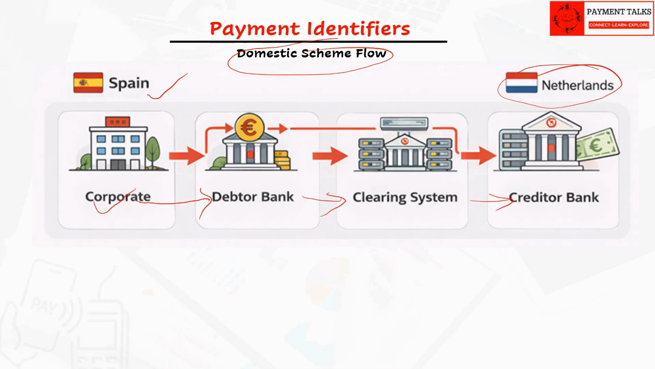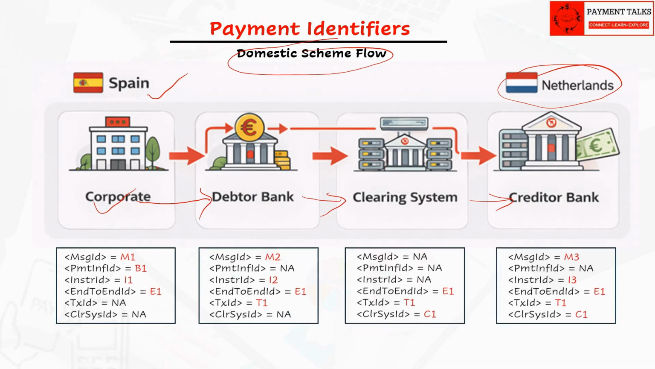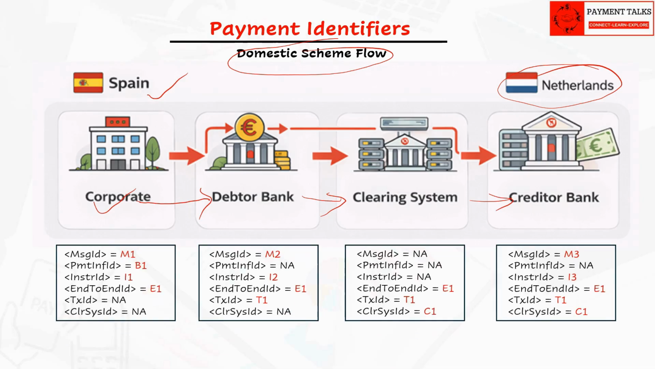Now let us understand what happens to each ID. Message ID is created fresh at each hop. The clearing system does not create a new message ID as it is infrastructure, not a bank. Payment info ID is batch relevant at the corporate level only. It does not flow beyond the debtor bank. Instruction ID changes at each bank hop.